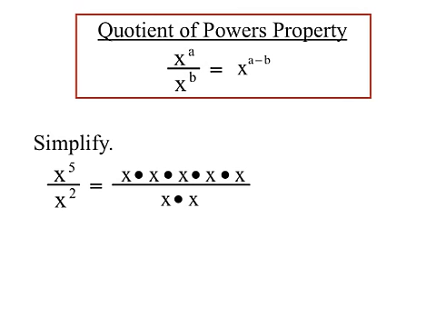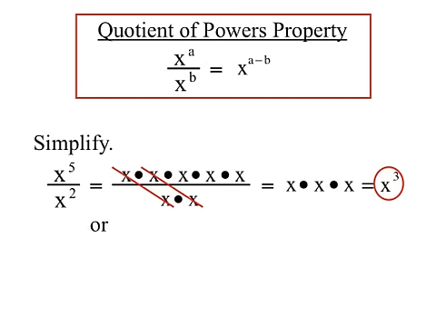Now I can divide out common factors of x. Every time I divide out a common factor of x, I'm left with 1. So 1 times 1 times x times x times x in the numerator equals x to the 3rd in the numerator, all over 1 in the denominator, which we can just write as x to the 3rd.